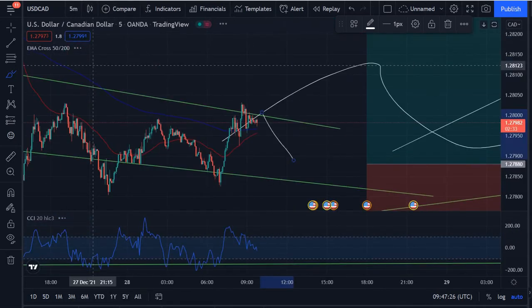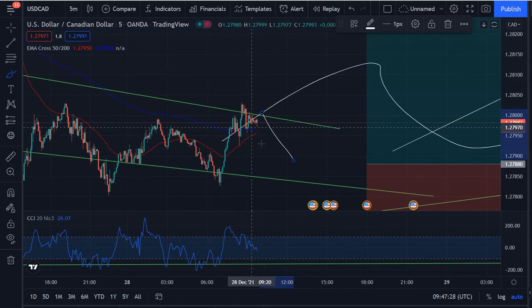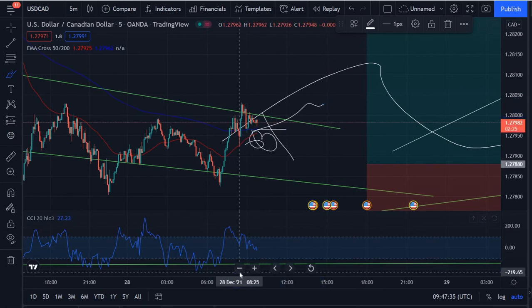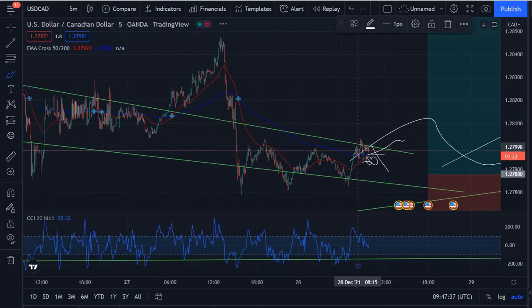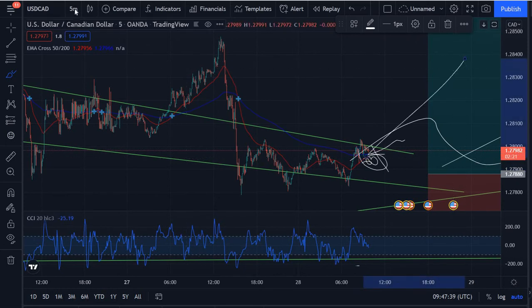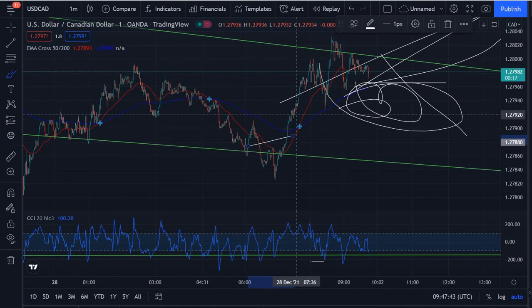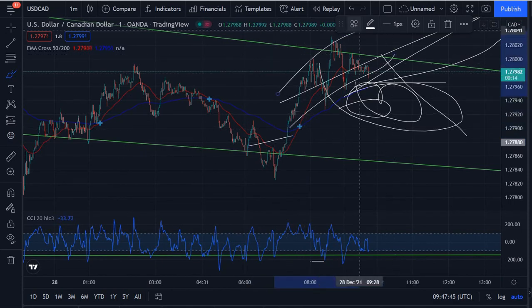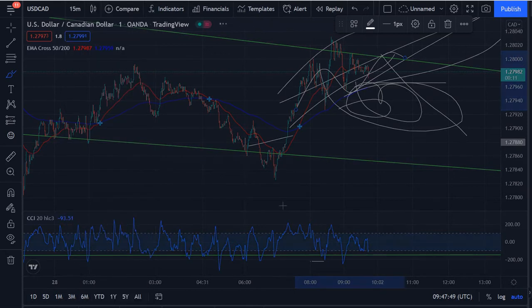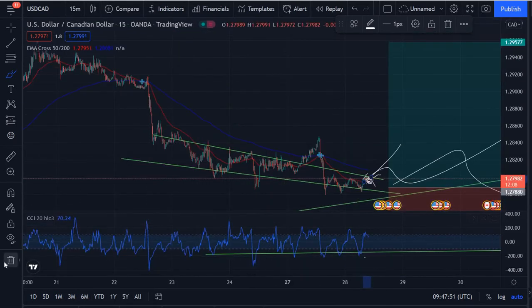Not much at the moment. So here we could start going to the other side now, since you could see again a cross to the upside on the 5-minute chart. Here the 1-minute chart is, well, not that important at the moment, to be honest.